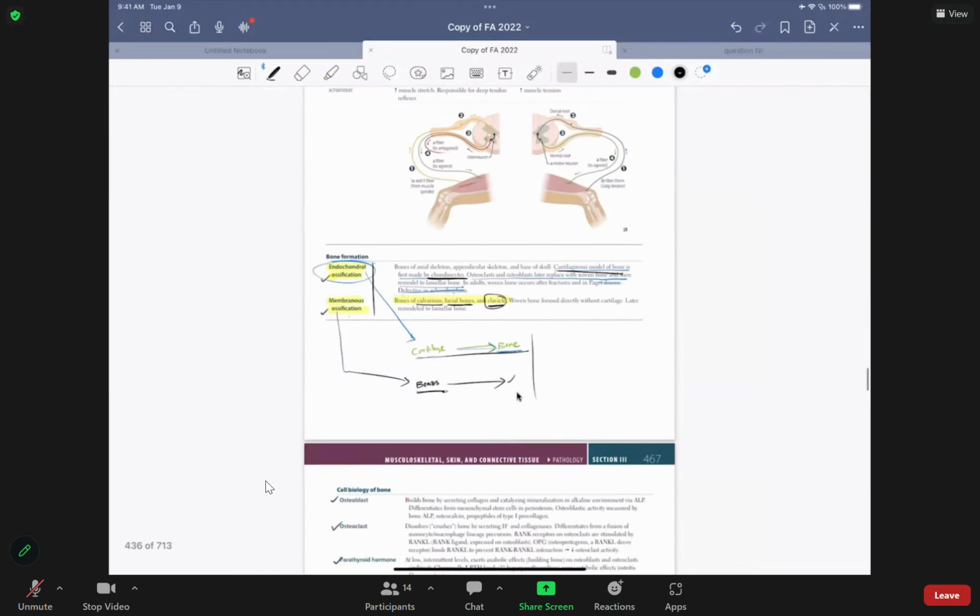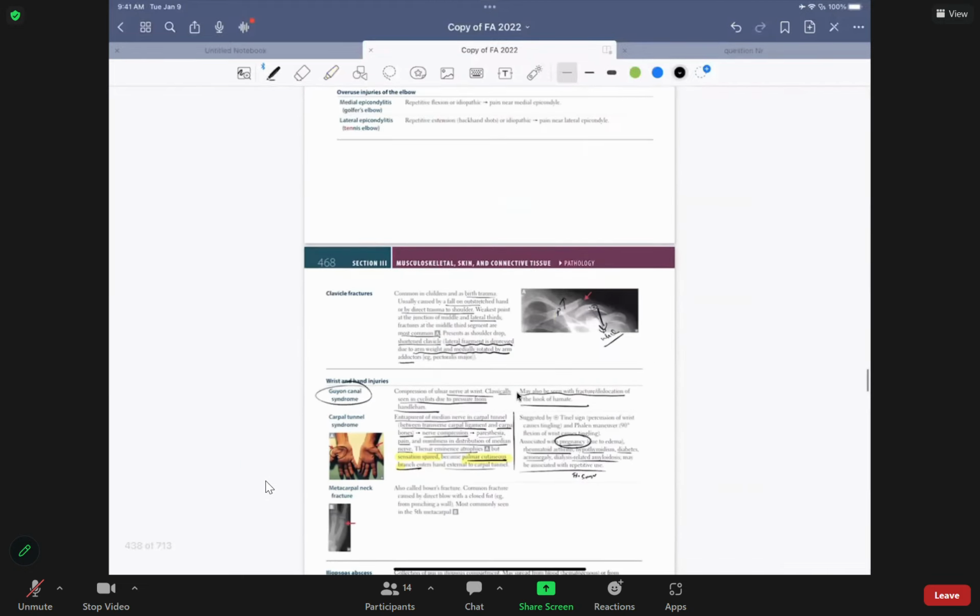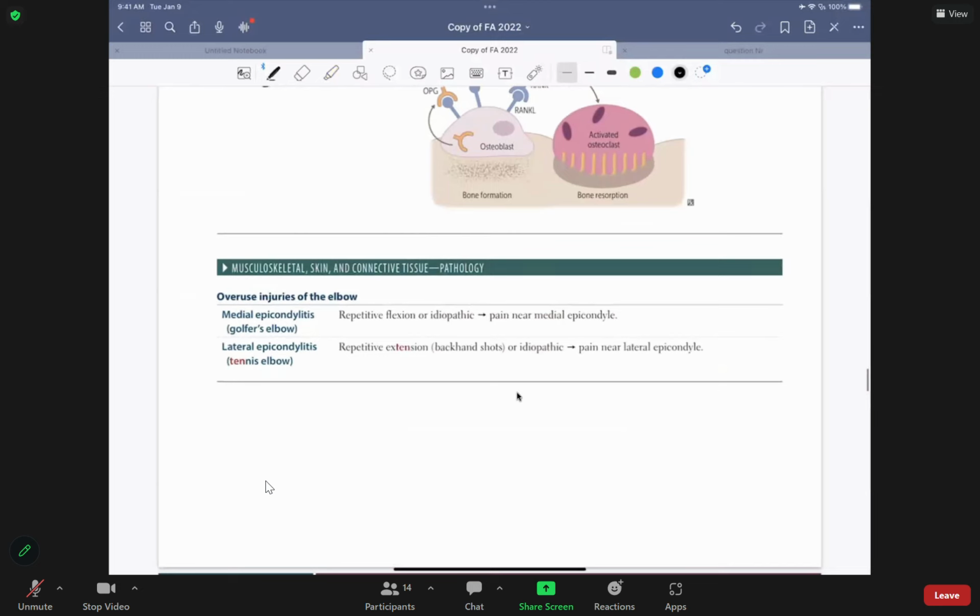Now, I'm gonna go to these 2 topics here. Let's go here before we go to the lower extremity. Medial epicondyle. So let's talk about anatomy. So what do we call these muscles here? These are flexor muscles. These are extensor muscles. Those are posterior. Does that make sense?